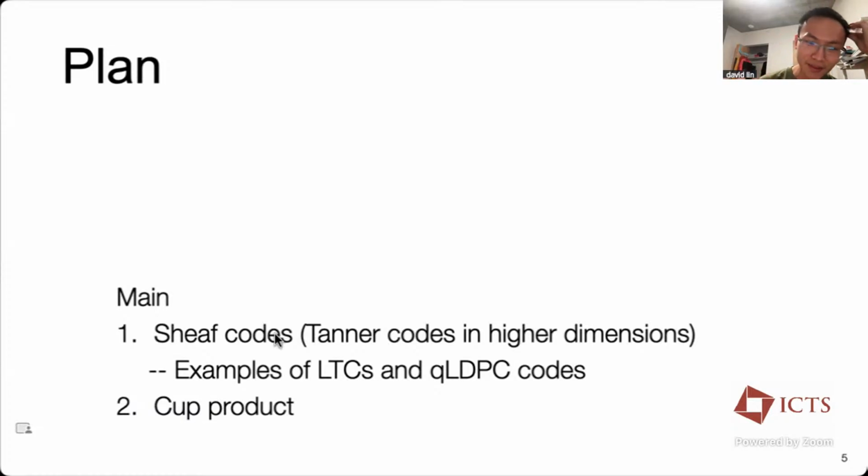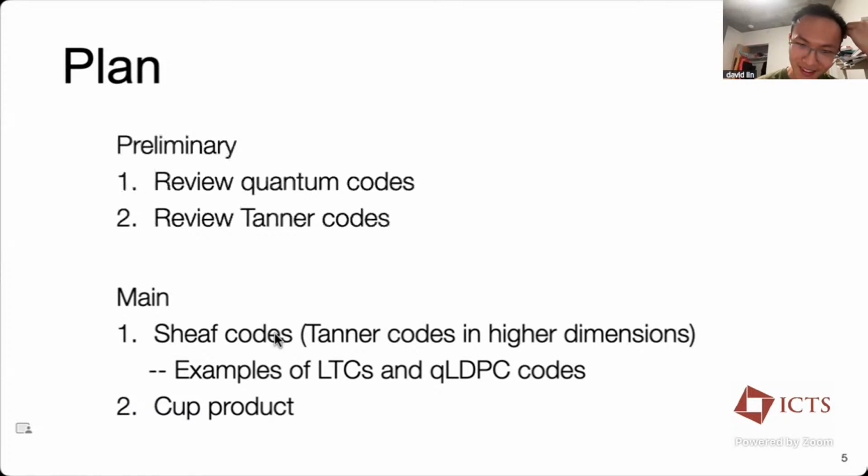Okay, but to get there, we'll have to first review some basic things. So we'll start by talking about quantum codes.